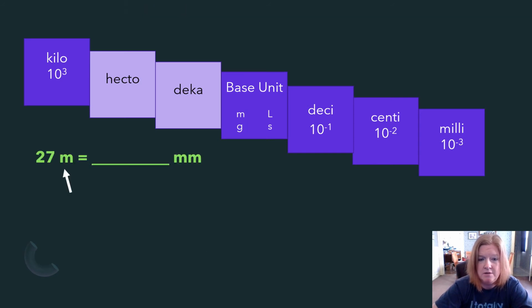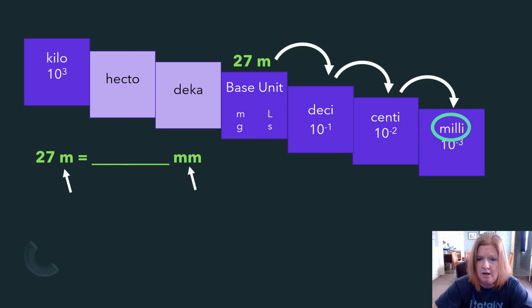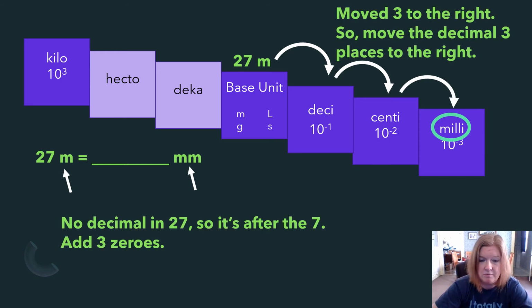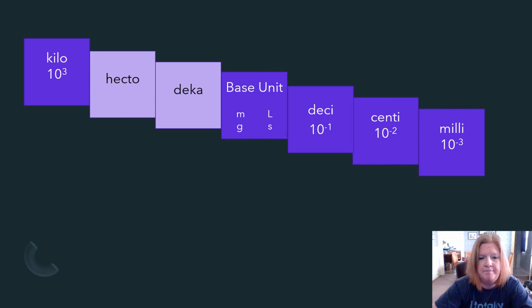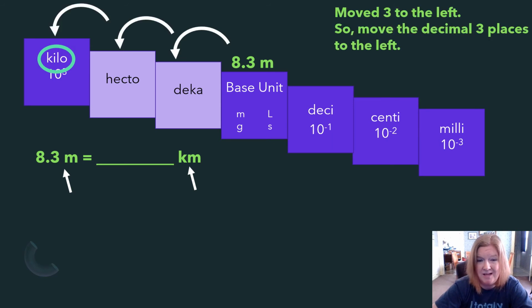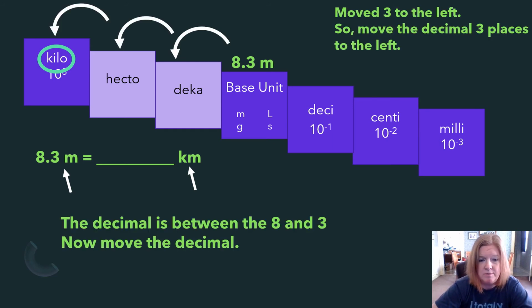Okay, 27 meters. We're starting with meters, and we're going to millimeters. Count those places, 3 to the right, so move the decimal to the right. Again, there's no decimal, so we add 3 zeros to the end. All right, 8.3. We're starting with meters, and we're going to kilo. Count, that's 3 to the left, so we move the decimal 3 places to the left. We see the decimal between the 8 and the 3, so move the decimal 1, 2, 3 places to the left, and then add that leading 0.